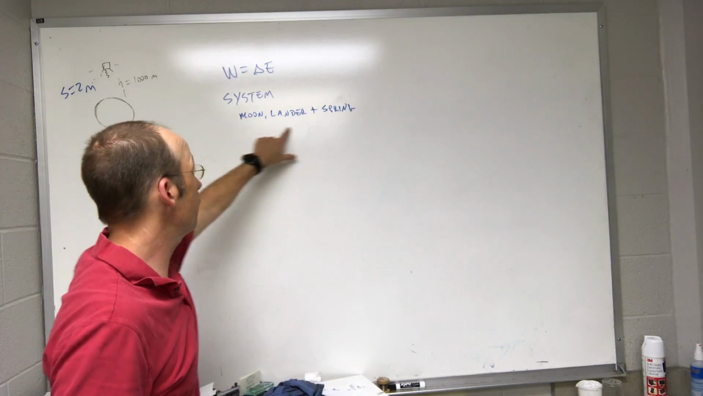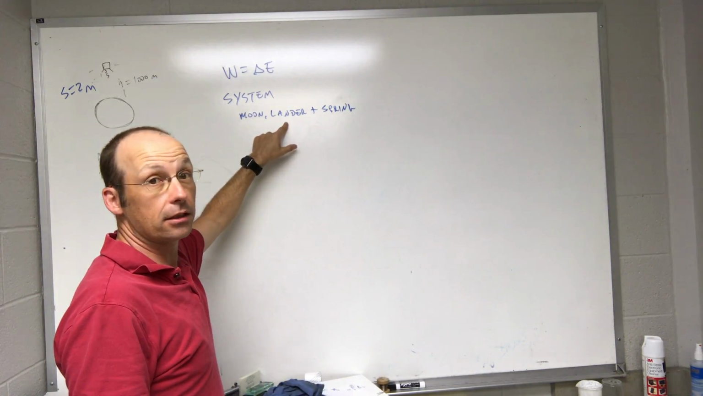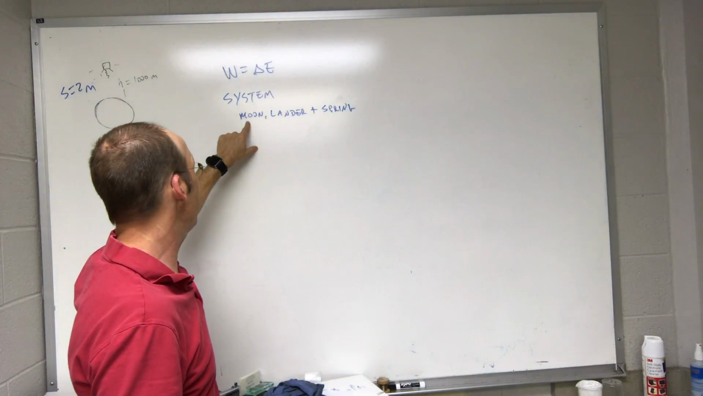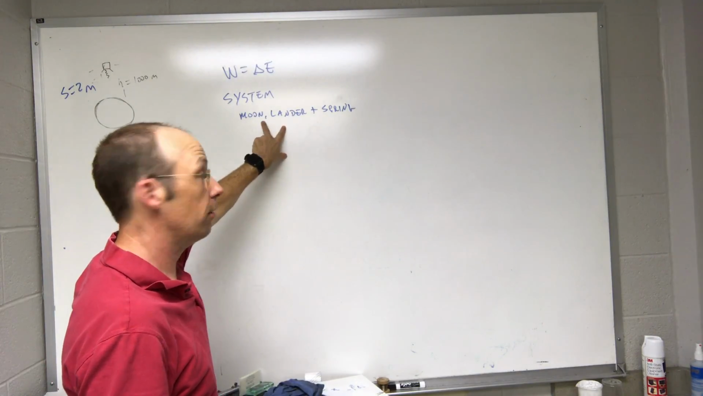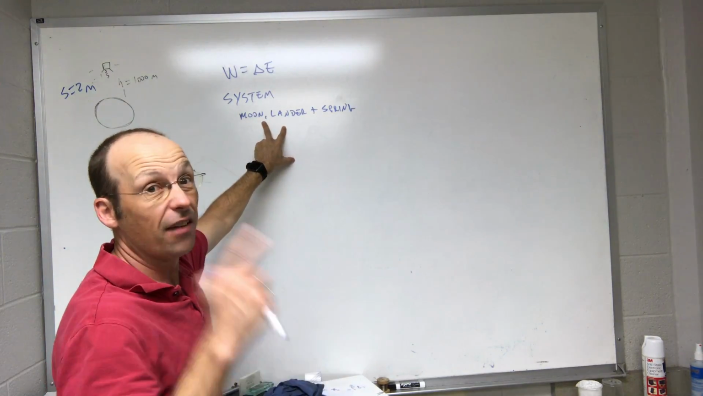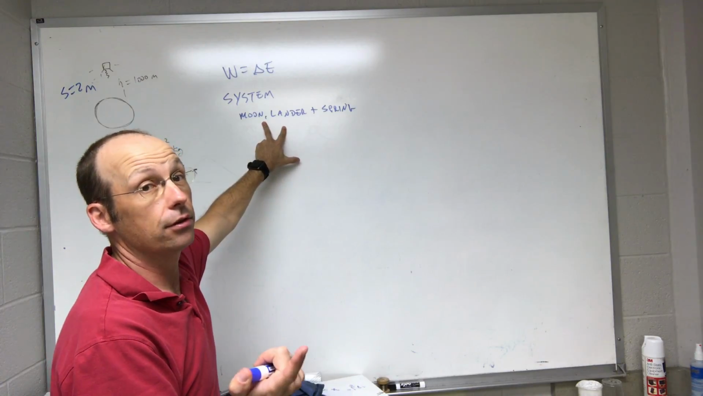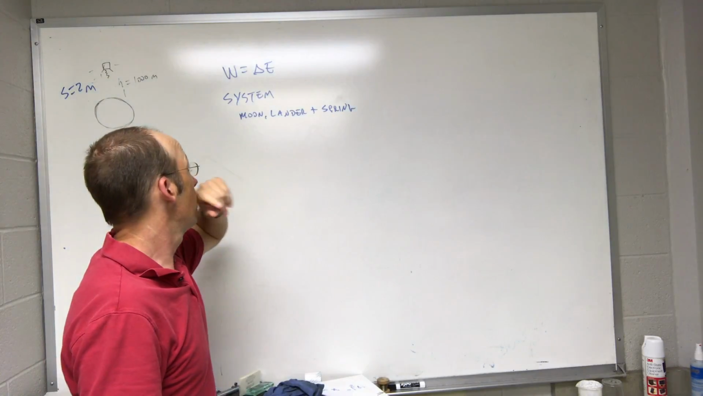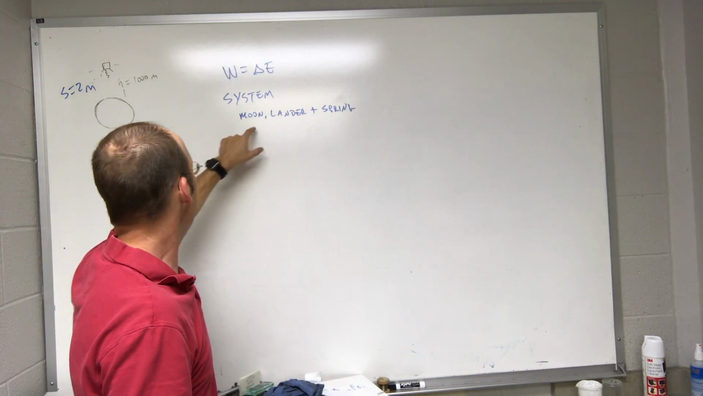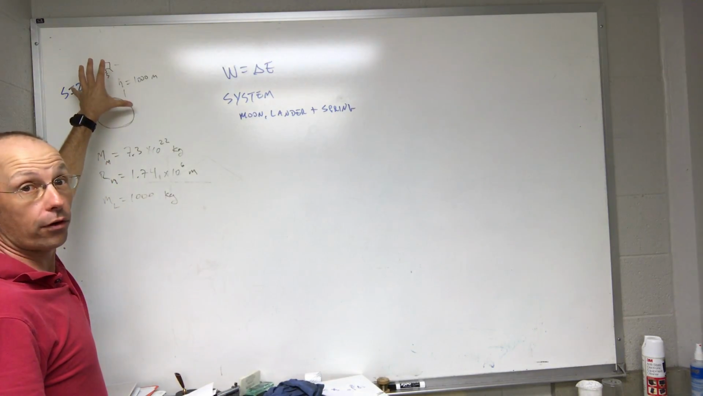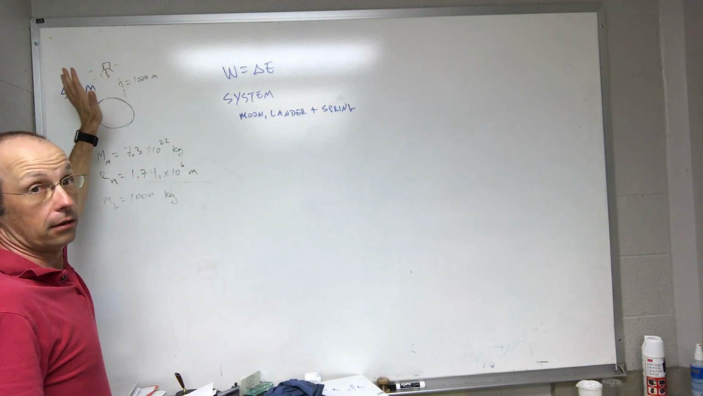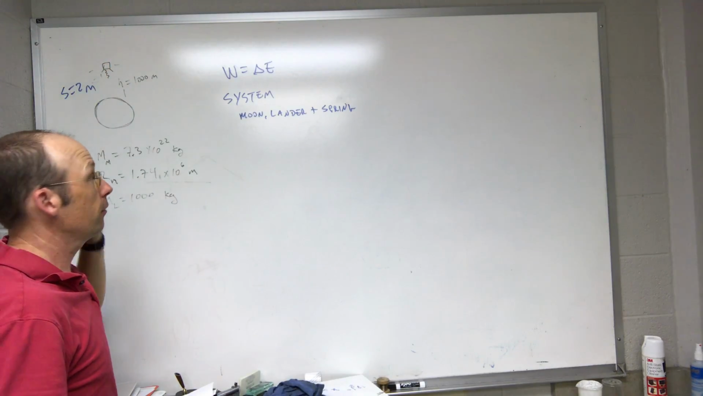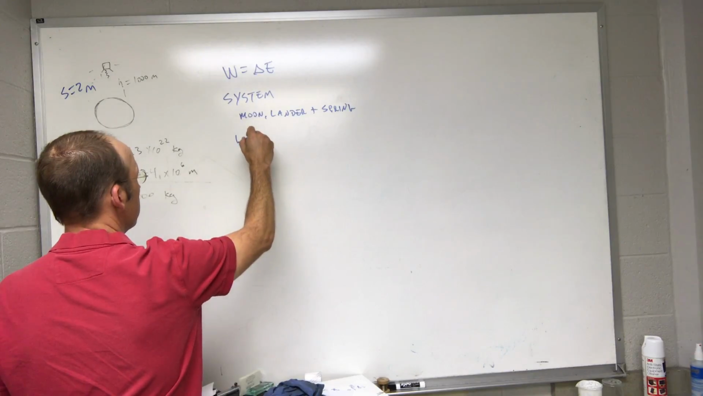By having all of these in my system, by having the lander in my system, I can have kinetic energy. By having the moon and the lander, I have gravitational potential energy. If I just have one of those, I can't have potential energy. And then by having spring, I have spring potential energy. So now, if that's the case, and that's my system, what forces are doing work on it? Well, there's nothing. Nothing's doing work on it. So my work would be 0.